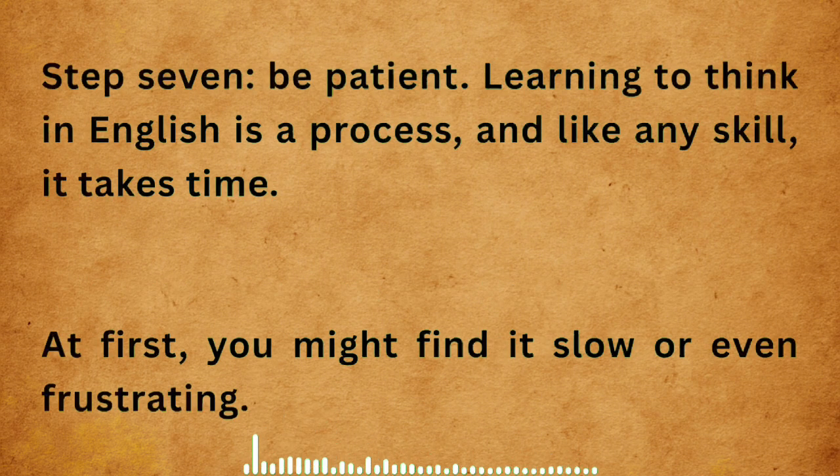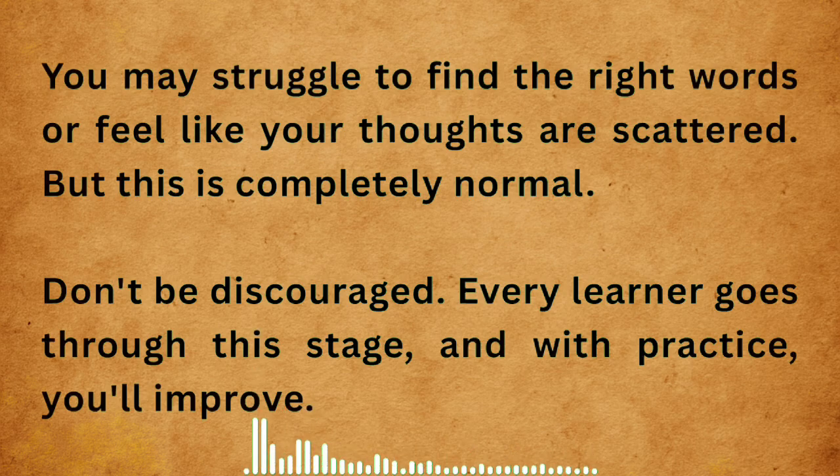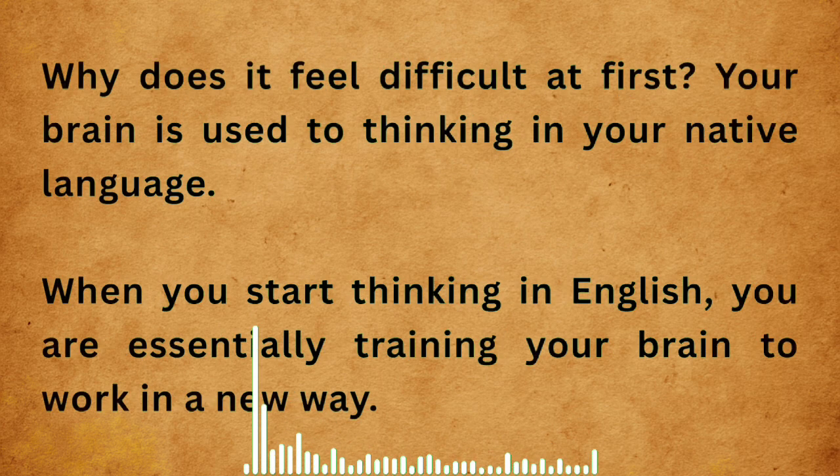Step 7. Be patient. Learning to think in English is a process, and like any skill, it takes time. At first, you might find it slow or even frustrating. You may struggle to find the right words or feel like your thoughts are scattered. But this is completely normal. Don't be discouraged. Every learner goes through this stage, and with practice, you'll improve.